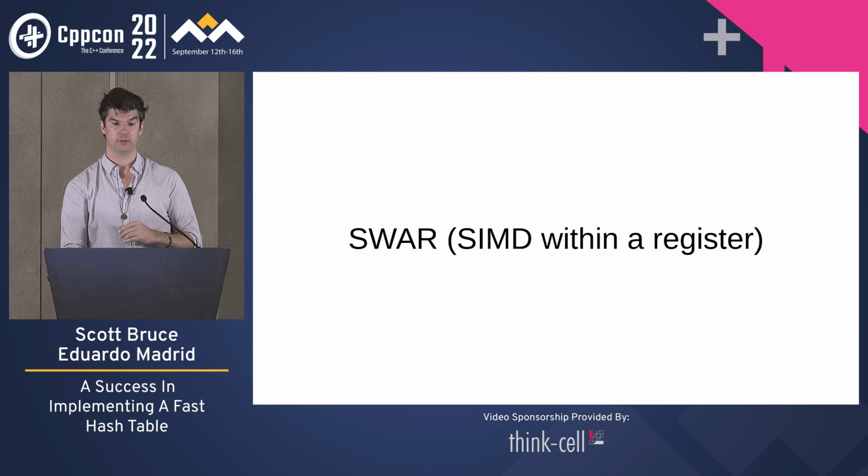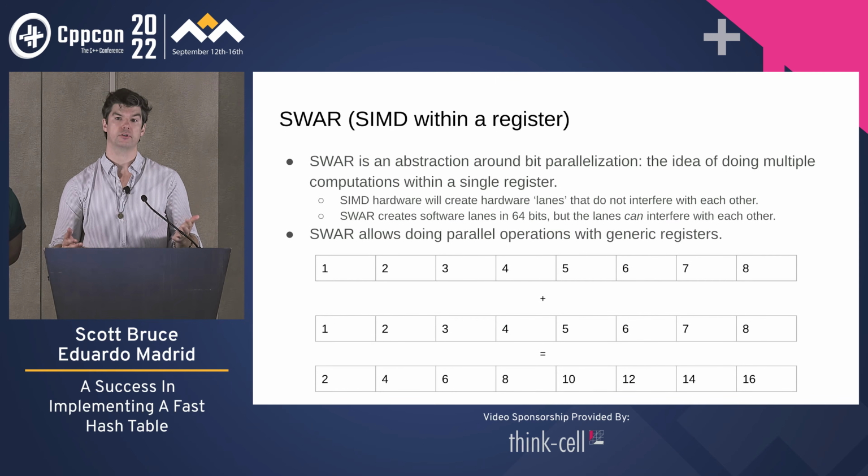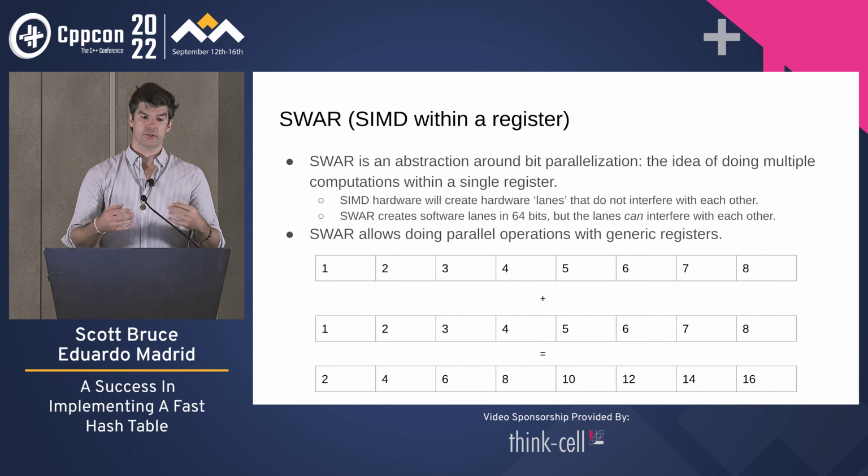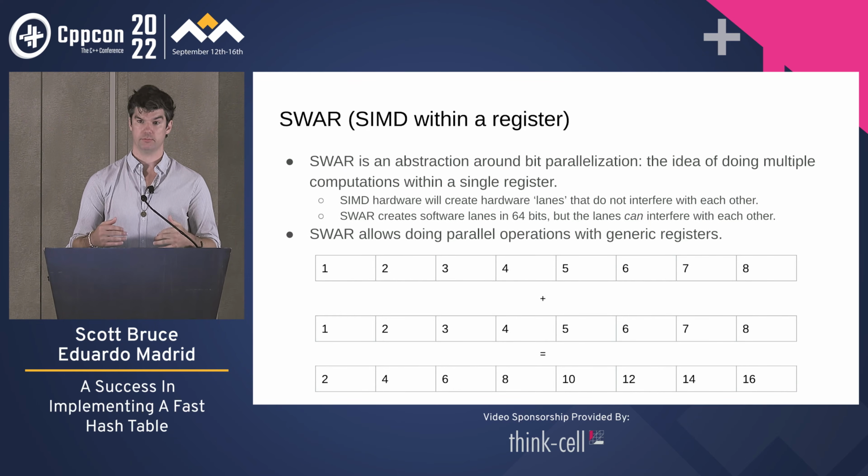So SWAR is SIMD within a register. It's not a novel concept. It's been around for probably 15 years. It's something that I don't see used very often. SWAR is a very good abstraction around doing parallel operations against a single register. SIMD hardware creates hardware lanes that cannot interfere with each other. SWAR as a technique, when used with a generic register, a 64-bit wide register most of the time these days, creates software lanes and then does operations on them. This provides a lot of power because those lanes can interfere with each other, but it's very fiddly because those lanes can interfere with each other.